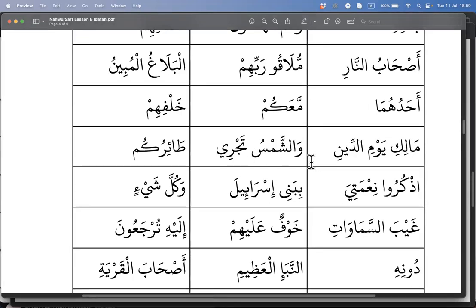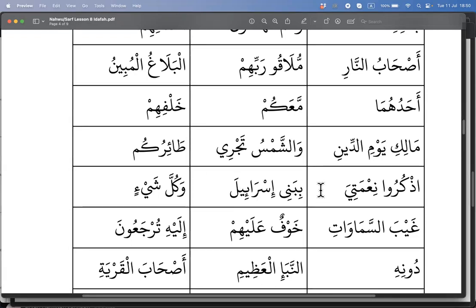Okay, never mind. Yes, continue. Washamsu tajri? No. Idafah. Good. Next one, ta'irukum. Idafah. Very good. Udhkuru ni'matiya.